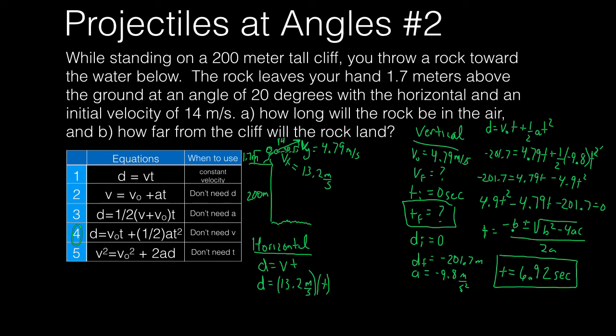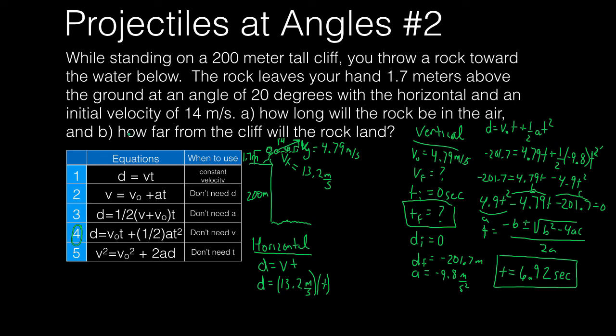If you're familiar with the quadratic formula, this first term is your A term. The second term, the negative 4.79, is your B, and the negative 201.7 is your C. So all you have to do is plug it into this formula, and it will eventually simplify down to where t will be equal to 6.92 seconds. Okay, and that's the answer to part A, where it says, how long will the rock be in the air? It will be in the air for 6.92 seconds.